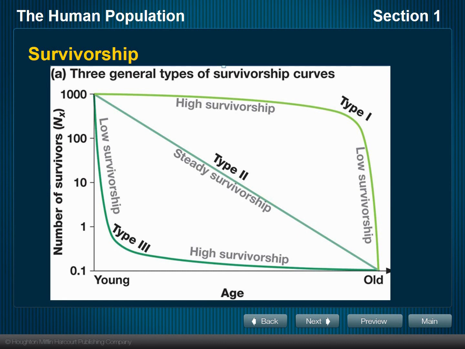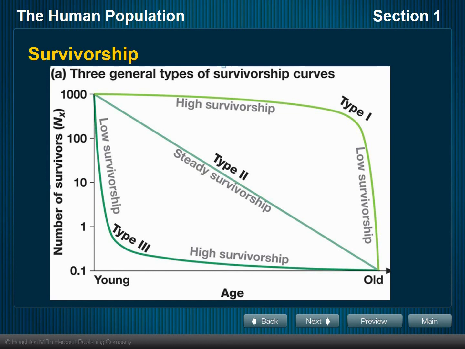shown in this slide. Wealthy developed countries such as Japan and Germany currently have a type 1 survivorship curve because most people live to adulthood and death occurs during old age. Type 2 populations have a similar death rate at all ages. An individual's chance of dying is independent of his age.